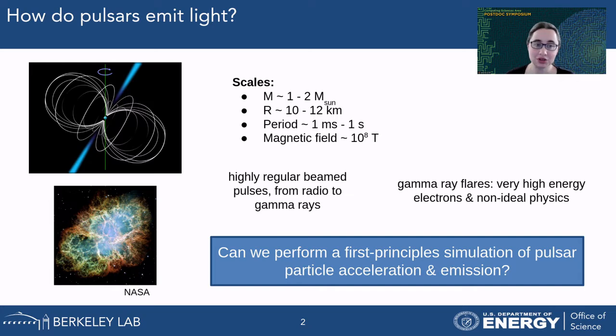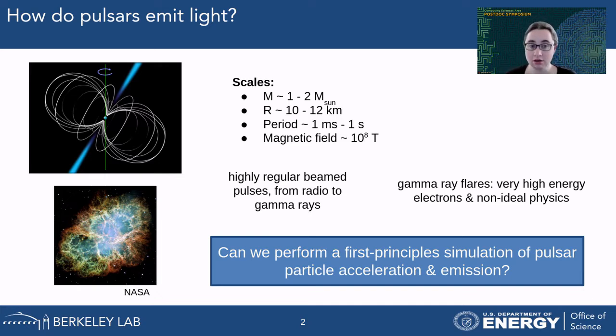Pulsars are some of the most extreme environments in the universe. They're a type of neutron star, which is an incredibly dense remnant of a supernova. Neutron stars have masses of about 1 to 2 times that of the Sun, but are much, much smaller, down to a radius of 10 kilometers. So imagine taking the Sun, with its radius of 700,000 kilometers, and then shrinking it down so that its diameter is twice the width of San Francisco.